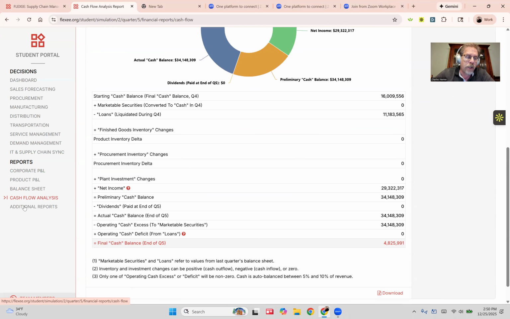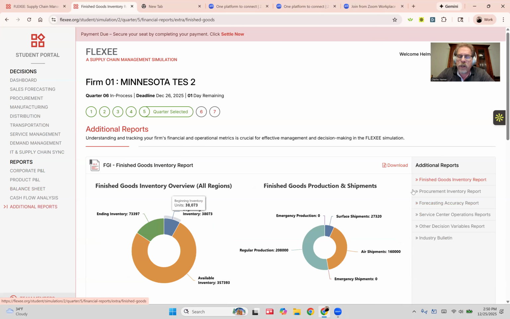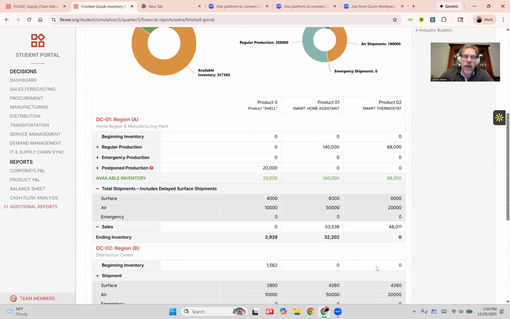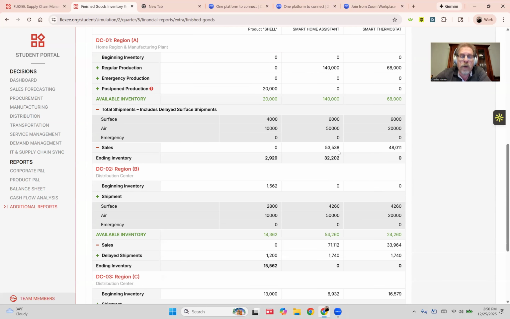And then you'll notice some additional reports on the left. It starts out, if you look on the right, with finished goods reports. Again, the visual, as well as a standard view: here's beginning inventory, and of course we're starting out with zero because we didn't build enough to take care of customers, so we have unfilled orders, and unfilled orders do not carry forward. So we have beginning inventory, here's what you produced, if you had any emergency production, postponement to ship to the other distribution centers, here's the total available inventory. Here's where they went out.